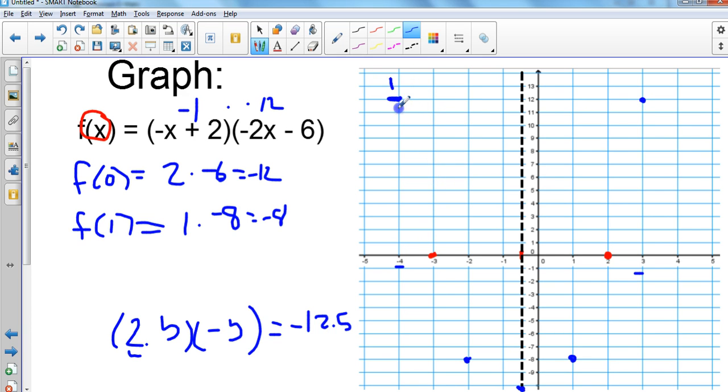And now I'll try to connect these with my mouse. Not too bad. Oh, I jinxed myself. But there is our quadratic curve.